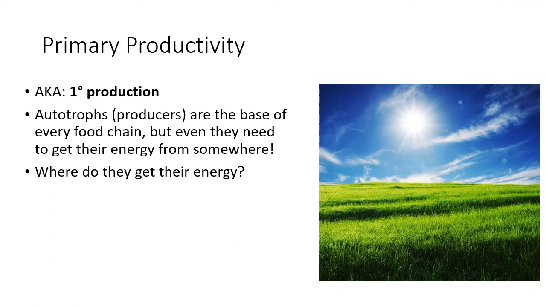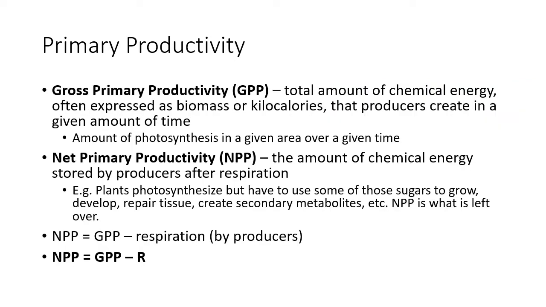When we talk about producers, they do something called primary production. Again, they're at the base of the food chain and they're getting their energy from sunlight. And primary production is basically the energy or the biomass that they are creating from photosynthesis or chemosynthesis, but we're just going to stick to photosynthesis from here on out.